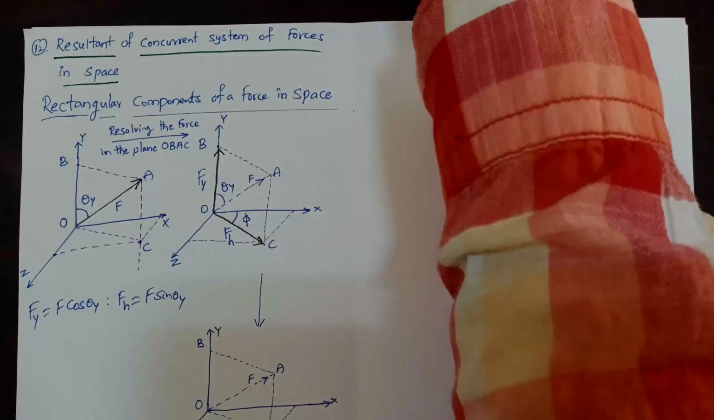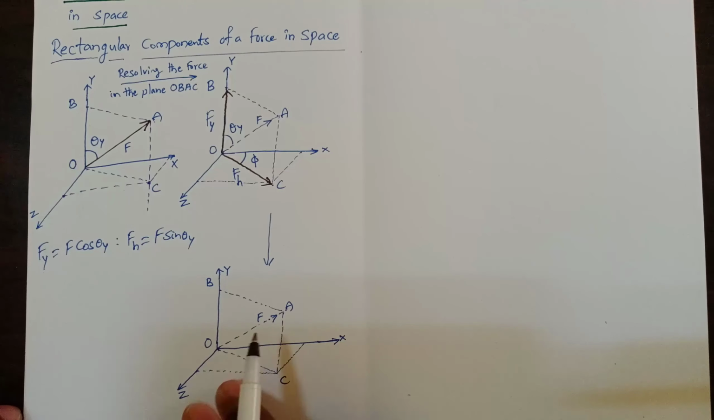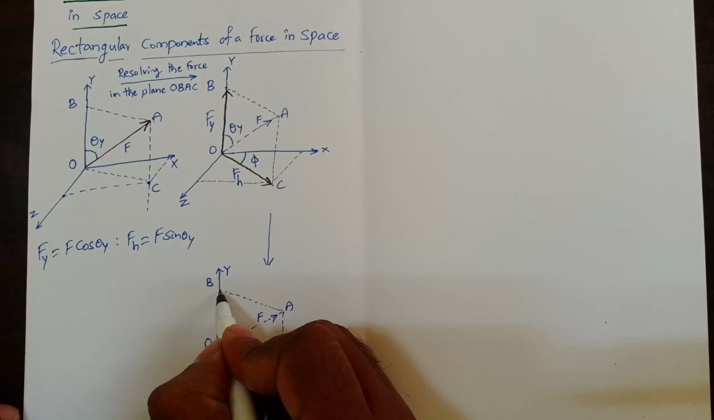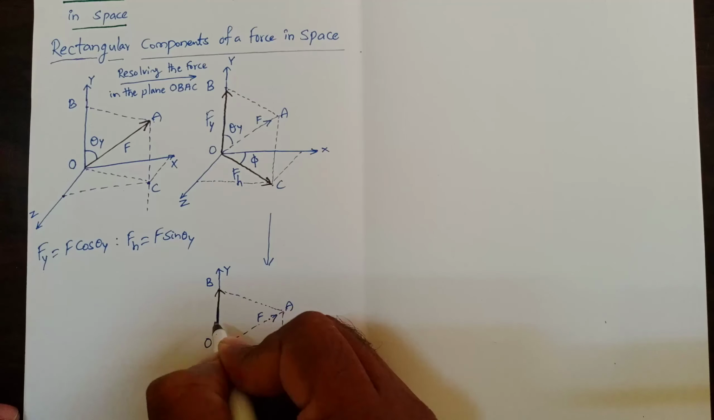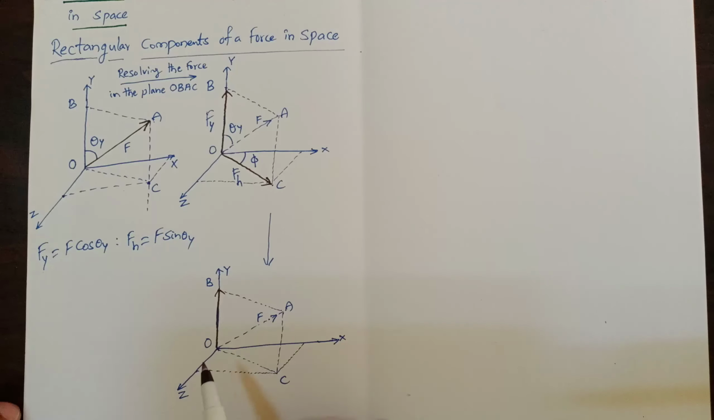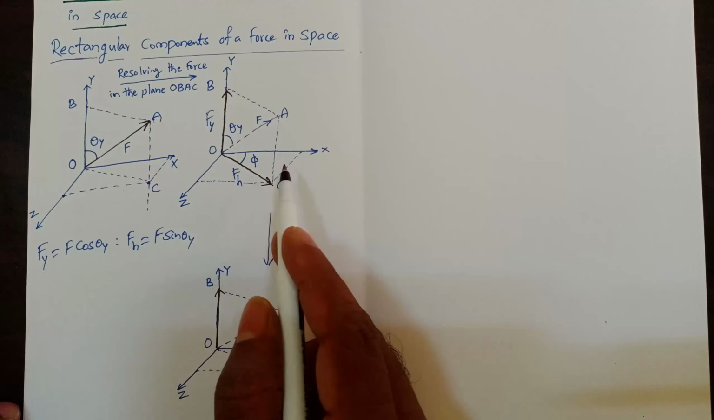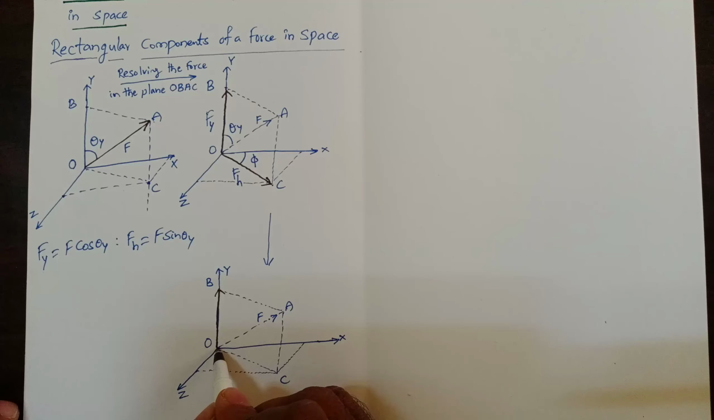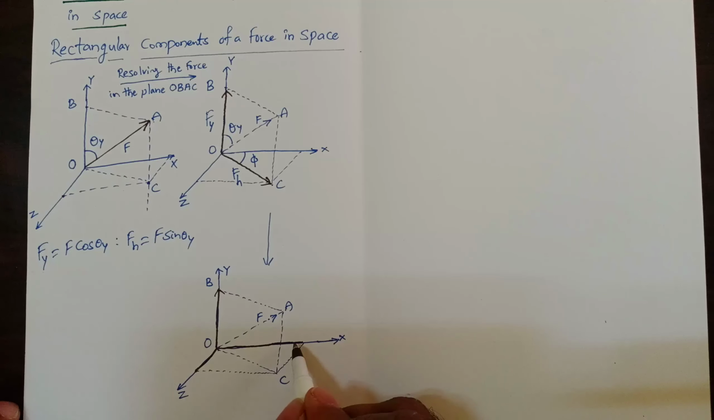So if we show all these components in this third figure, here in this figure already we got this, and this is Fy. Now we have resolved Fh, which is lying in the xz plane, into two components. One will be along the x-axis, other will be along the z-axis. Here the direction of this force Fh is away from this point O, so both the component directions also must act away from this point O.